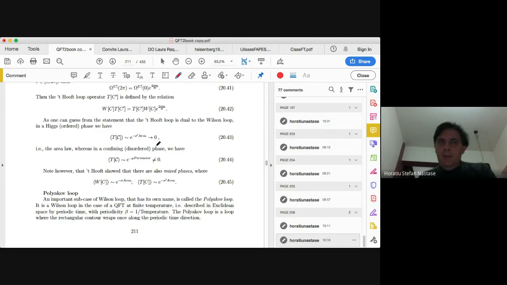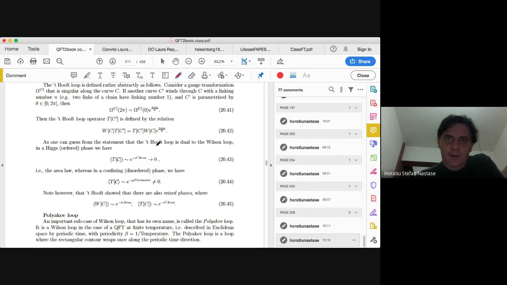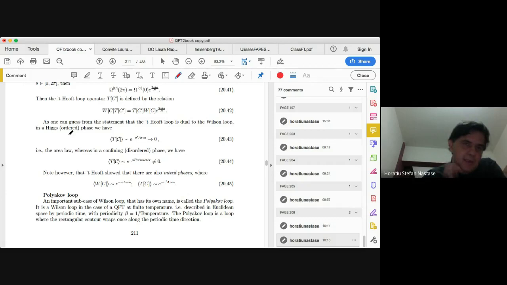Now, when we said that this is a dual or a disorder parameter, what we mean is that in the ordered or Higgs phase, the expectation value of the 't Hooft operator obeys the area law. It's proportional to e^(-σ' times the area), goes to zero. Whereas in the disordered phase, the confining phase, the expectation value of the 't Hooft operator obeys the perimeter law, so it's proportional to e^(-constant times the perimeter). So it's non-zero.